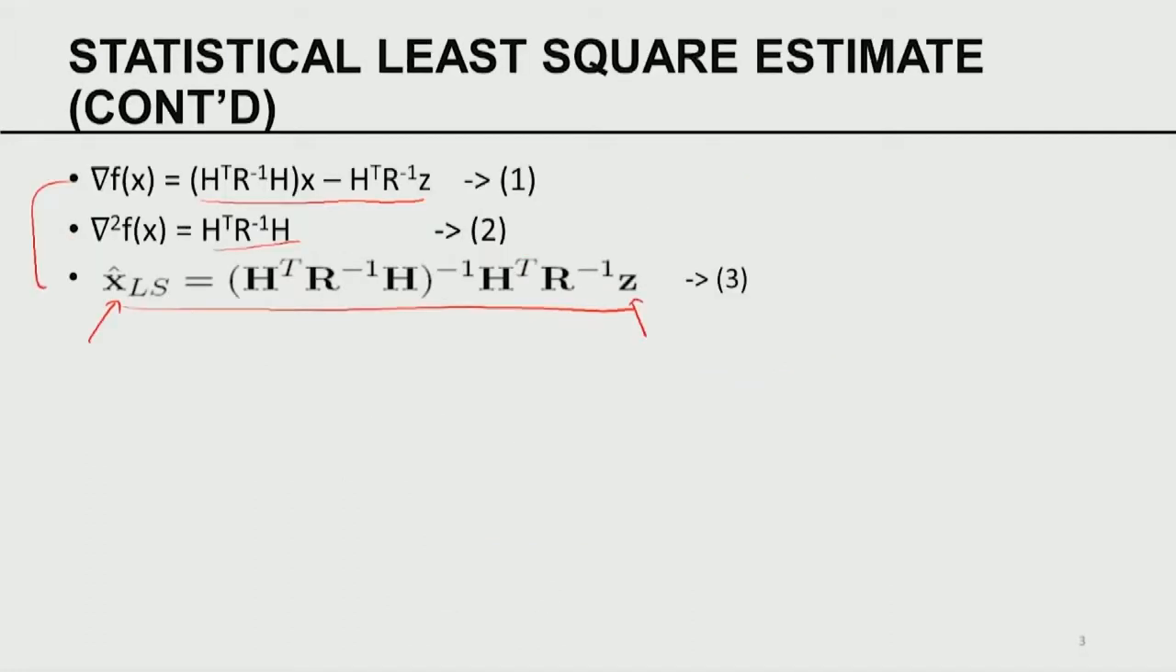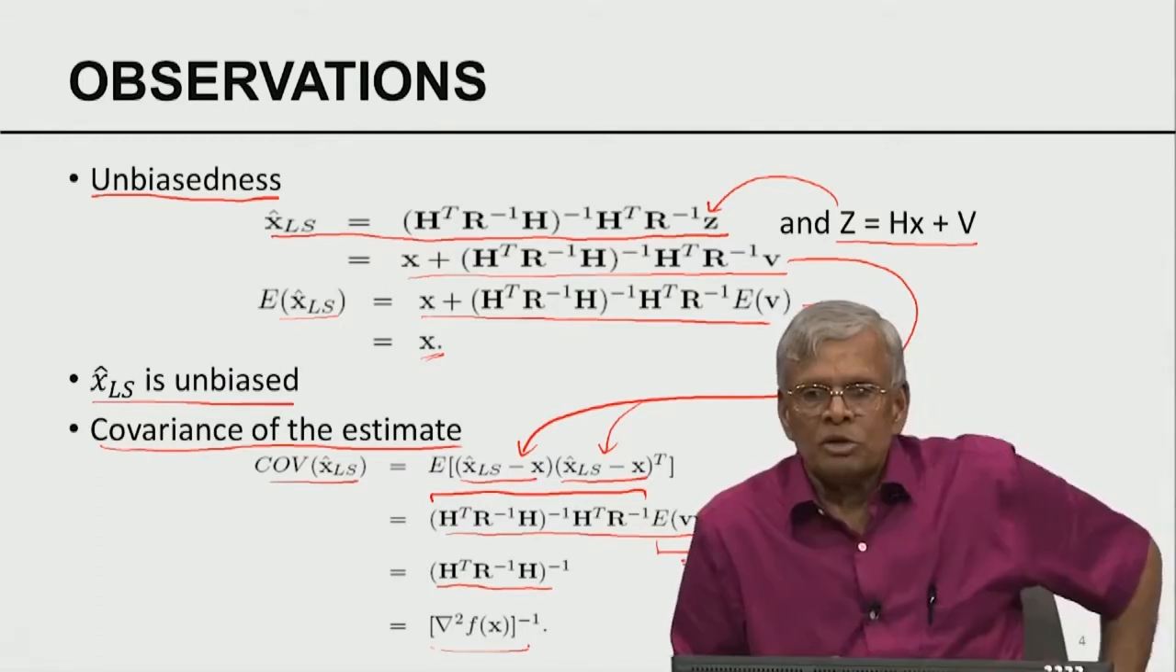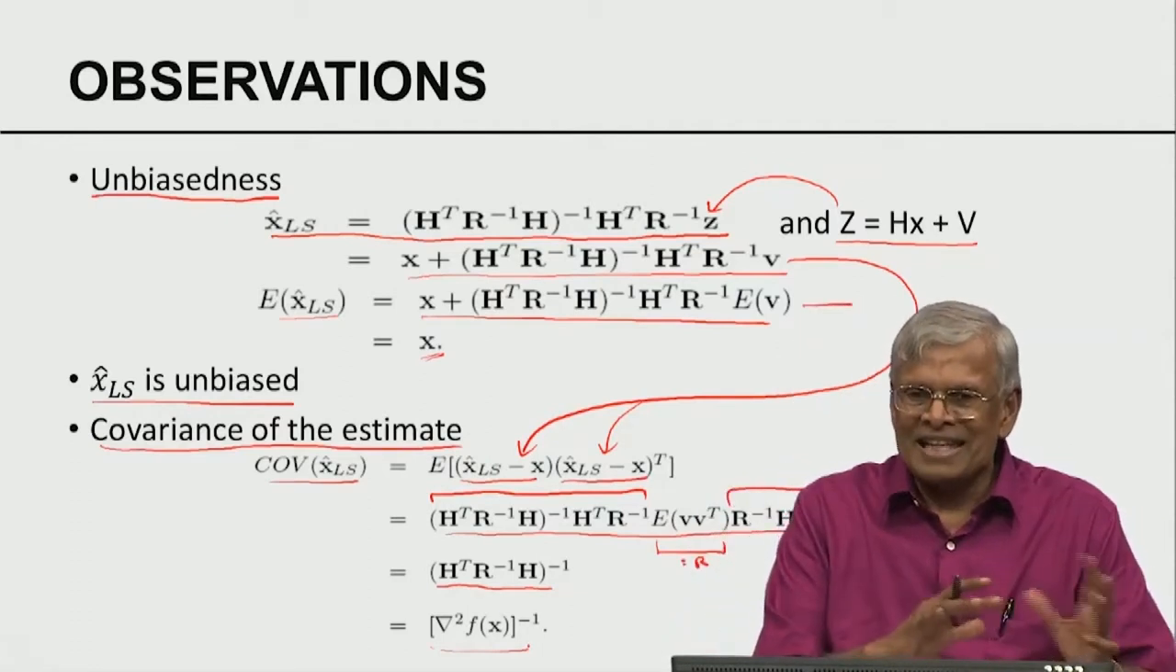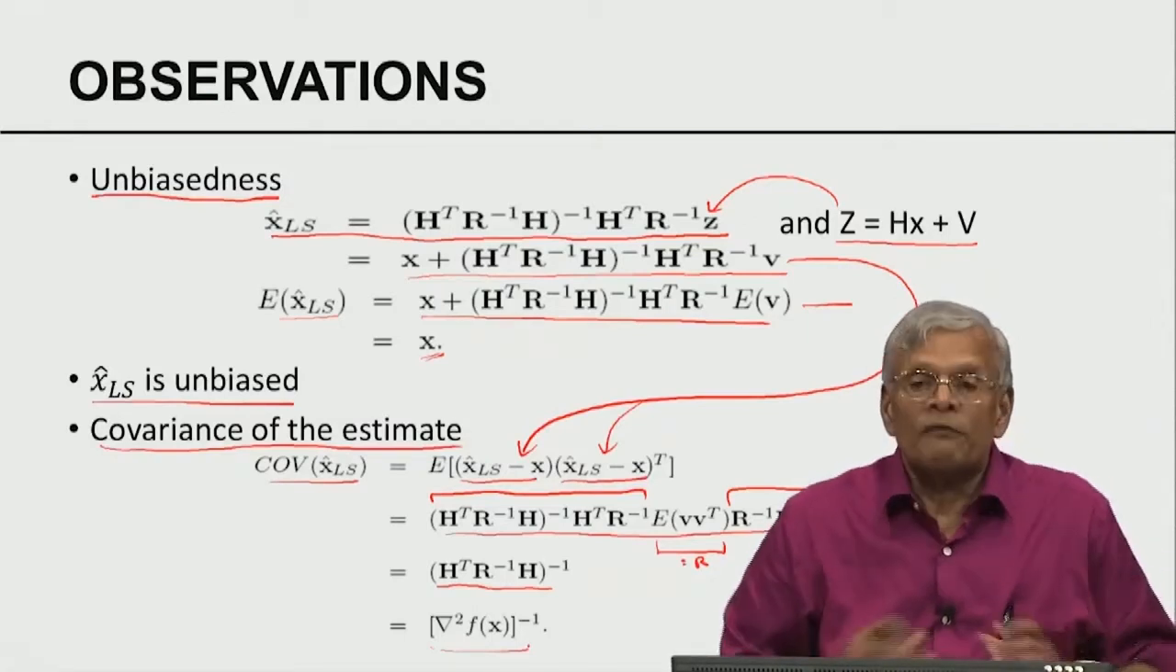Now I would like to go back to the previous slide. If you look at equation 2, the Hessian of F(x) is equal to H transpose R inverse H. Now let us come back in here. The covariance of the estimate is (H transpose R inverse H) inverse. So you can readily see that the covariance of the least square estimate is simply the inverse of the Hessian of the objective function. It is a beautiful property. It is one of the most beautiful properties that relates the gradient, the Hessian, the estimate, the variance of the estimate, and so on.